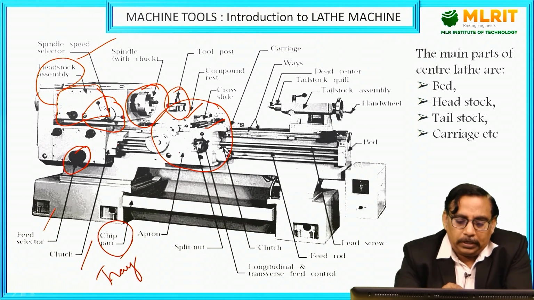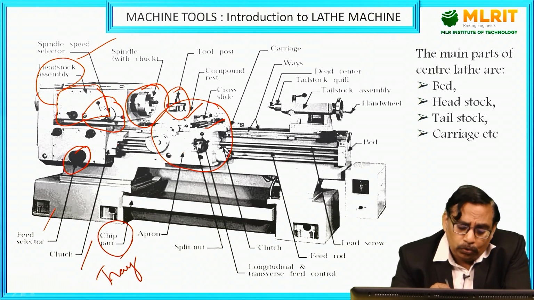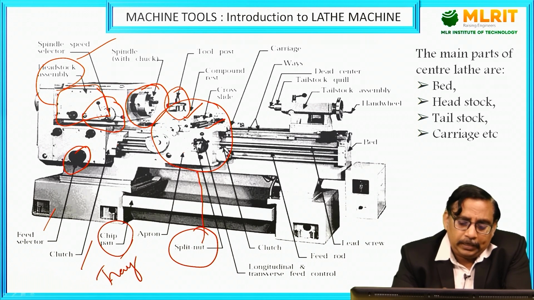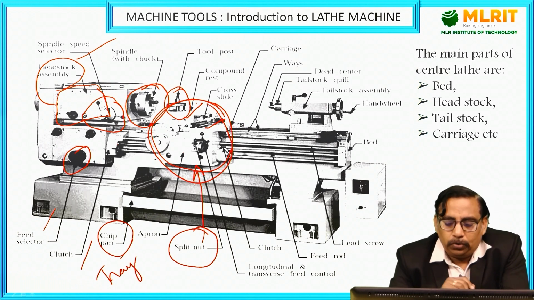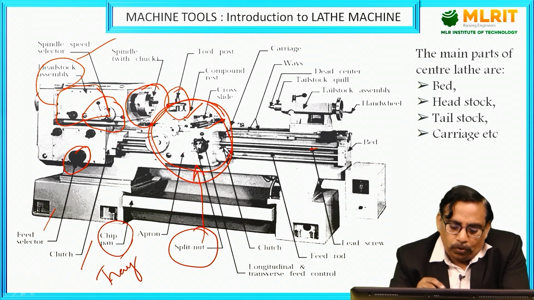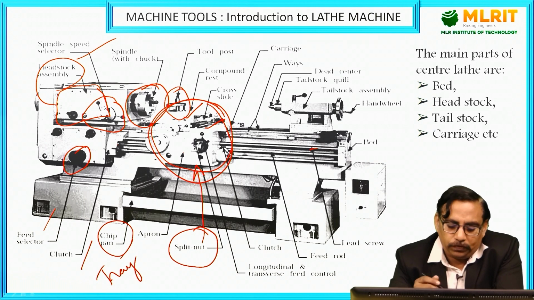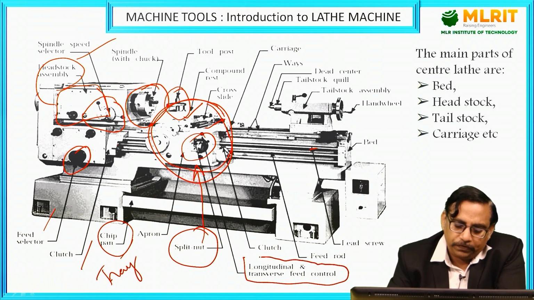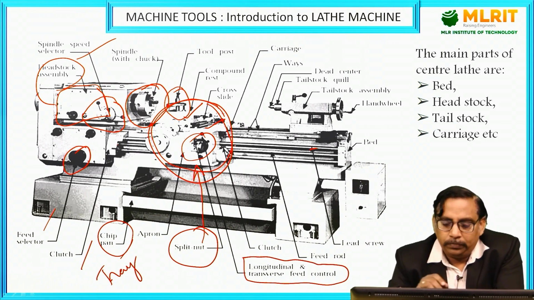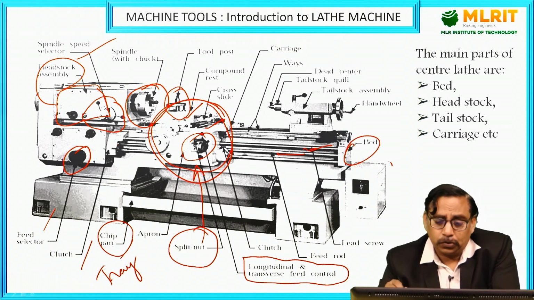As I said, this is the apron, also called the carriage, right? This split nut is a mechanism where the whole apron is connected to the lead screw. Later on we will come to why this split nut, that is the half nut mechanism, is used for operations. These levers are used for longitudinal and transverse feed control for the whole apron. This is the feed rod, and this is the lead screw, which has a fixed pitch of screw. Then this is the bed, and this is the coolant motor.